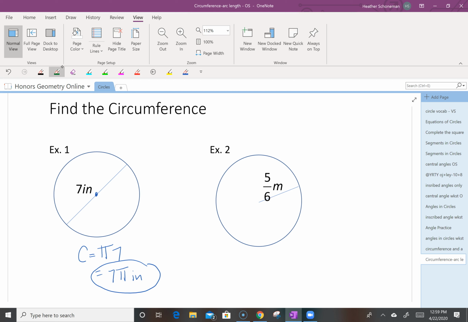Okay, number 2, we want to find the circumference. The radius is 5/6, so our circumference is going to be, given the radius, the formula is 2 pi times the radius. I didn't multiply the first one times 2 because I was already given the diameter. Before you multiply, you can reduce, and then I'm going to multiply straight across the top and get 5 pi, straight across the bottom and get 3, and the label is meters.